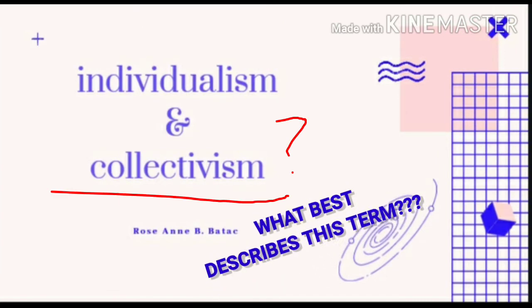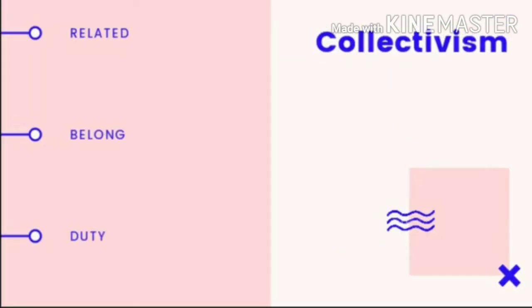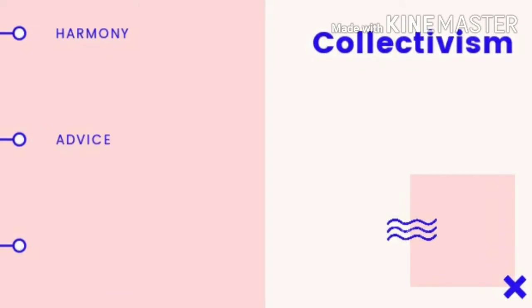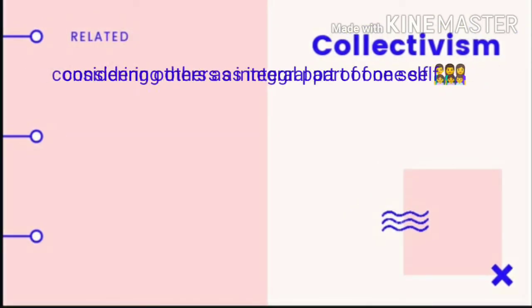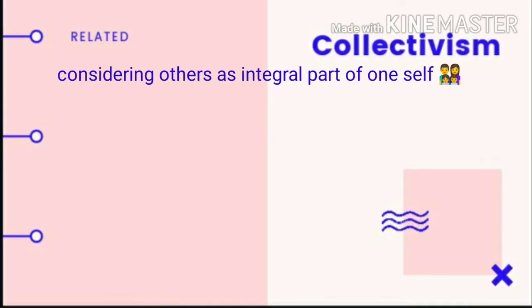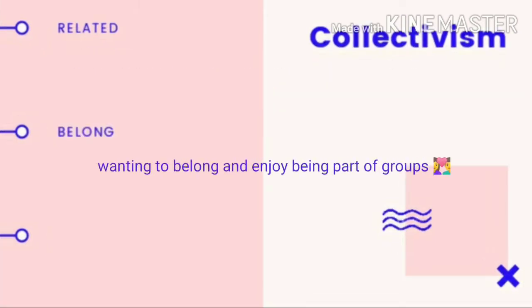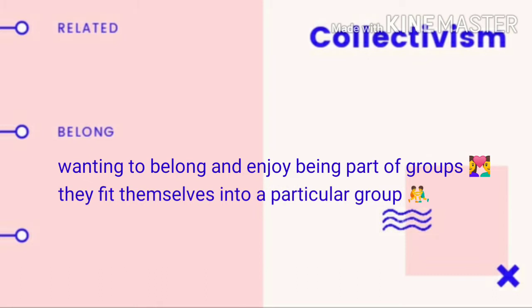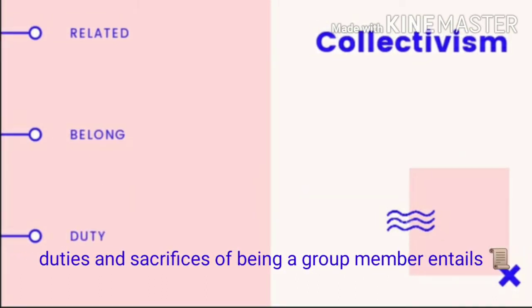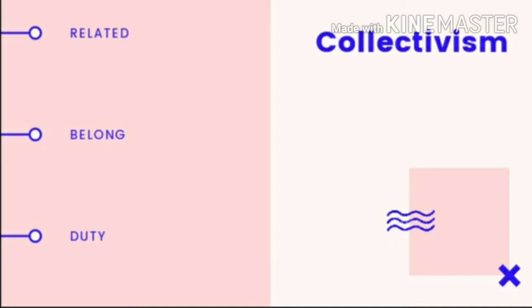Moving on to collectivism, there are 8 domains that best describe it: related, belong, duty, harmony, advice, context, hierarchy, group. Related means considering others as an integral part of oneself. To understand who they are, they look upon the members of their group. Belong is wanting to belong and they enjoy being part of groups, so they fit themselves into a particular group. Duty is performing the duties and sacrifices that being a group member entails. They are willing to help by any means once a relative is in difficulty.